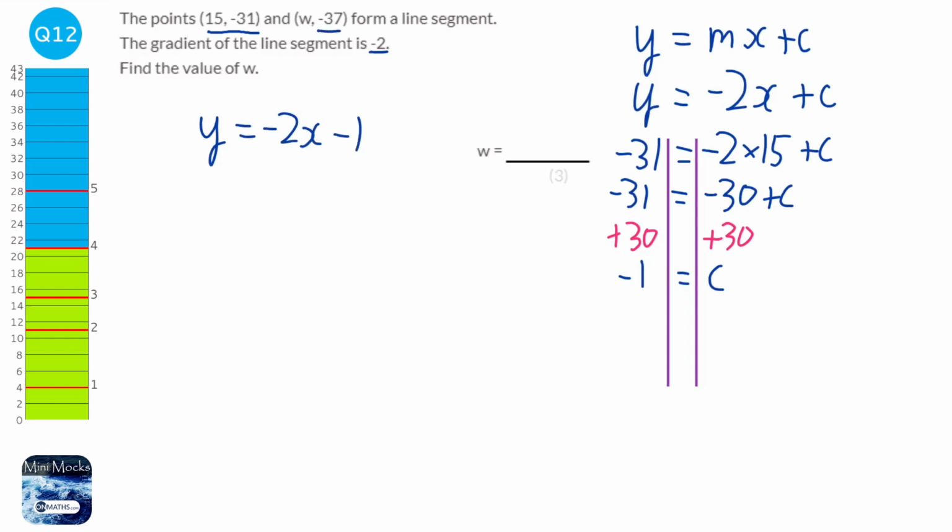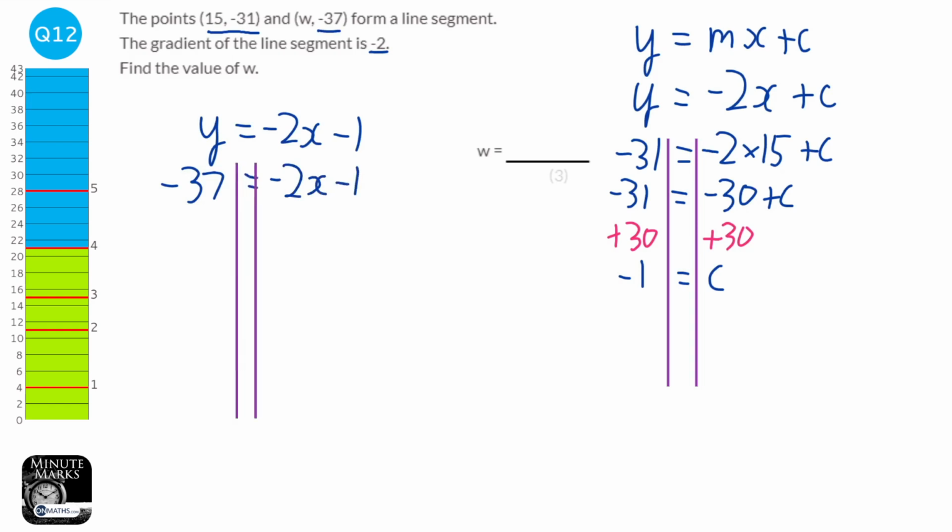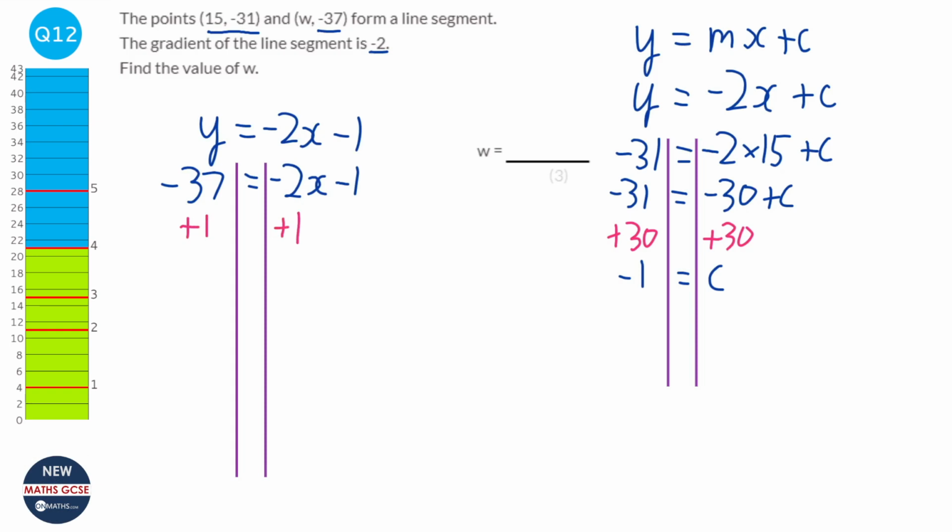And we're told that the y is -37. And we're looking for the x value, which they've called w. So let's get our solving lines in. Okay, so the first thing I'm going to do is add 1 to both sides. And so it would be -36 equals -2x. I'm going to now divide everything by -2.